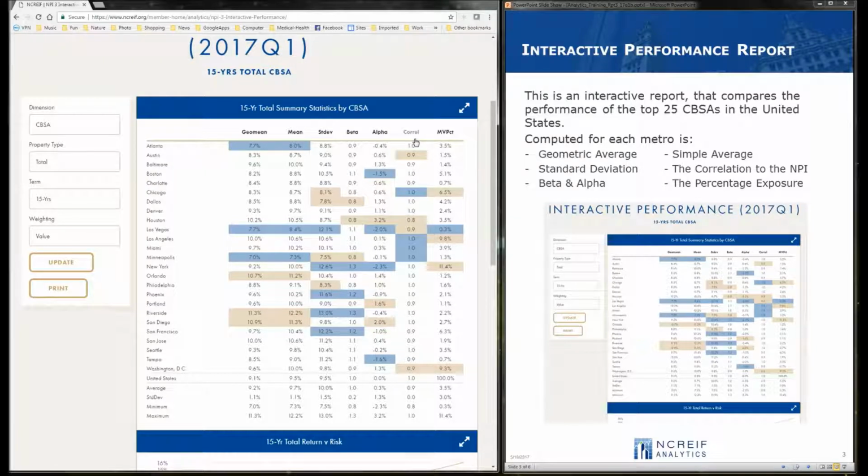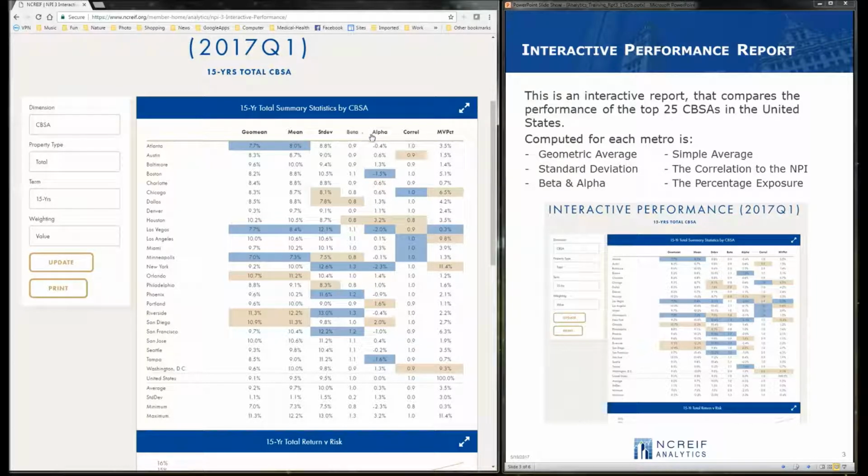Beta measures the relative sensitivity of the metro to the market portfolio, or the NPI. A low beta implies the metro is less correlated and or less risky than the overall market and may offer good downside protection, but may underperform in an up market. However, a high or a low beta does not mean that it will outperform or underperform. Beta is only part of CAPM theory.